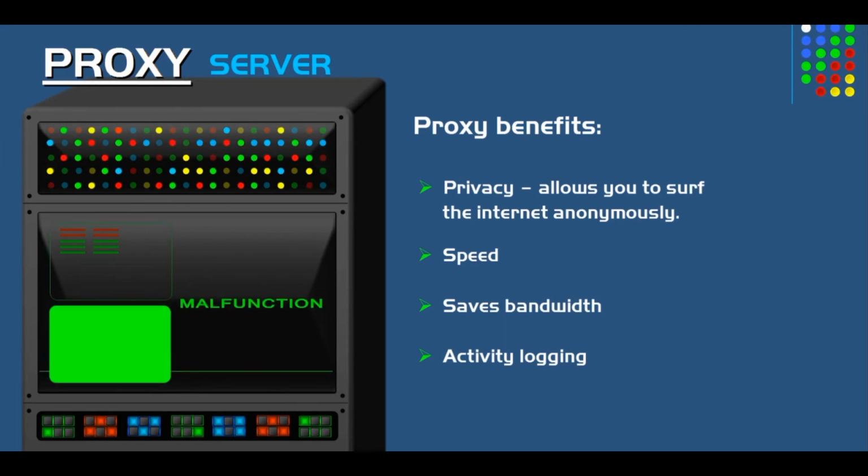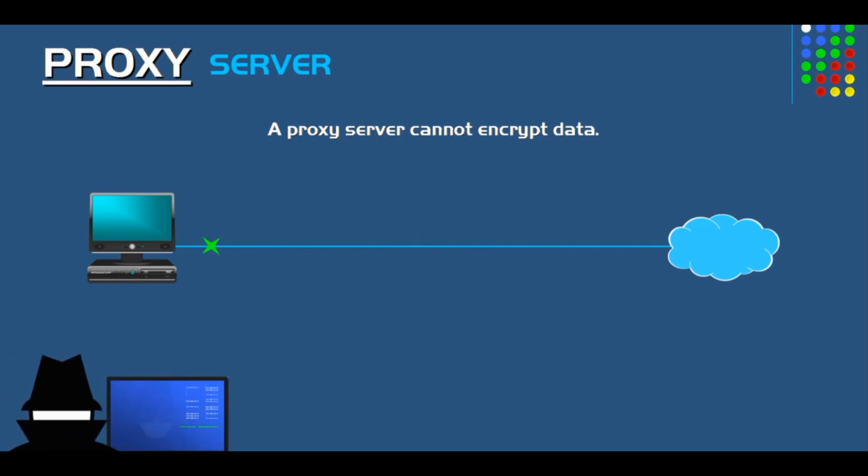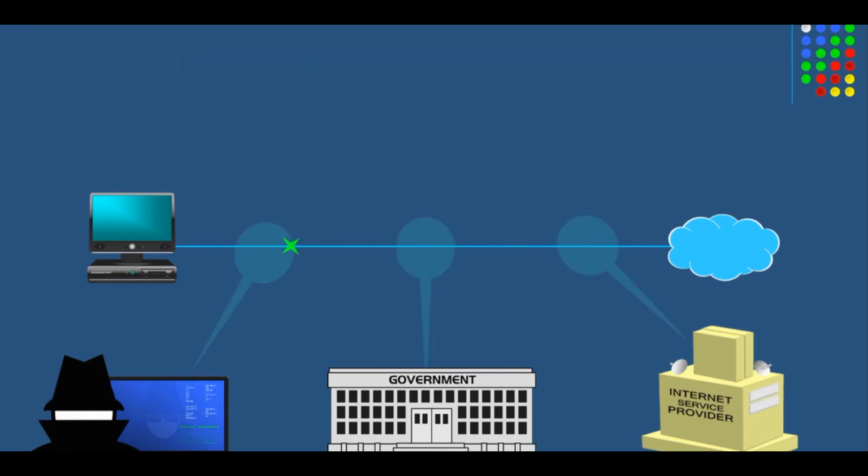Now, there's one notable thing that a proxy server can't do, and that is encrypt data as you surf the internet. And when data is not encrypted, the data can be intercepted by hackers, ISPs, or governments with the proper equipment. So this is where a VPN comes in.